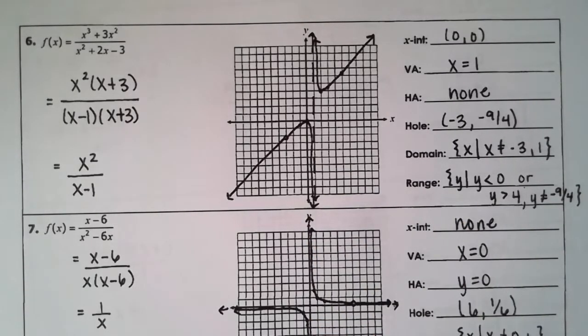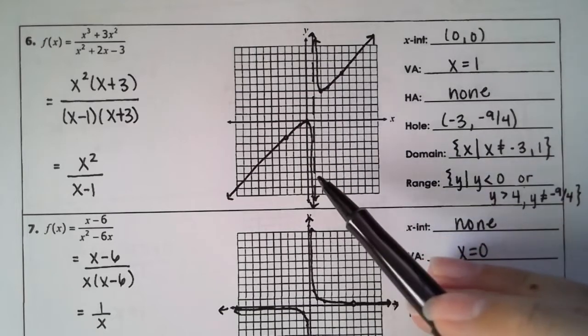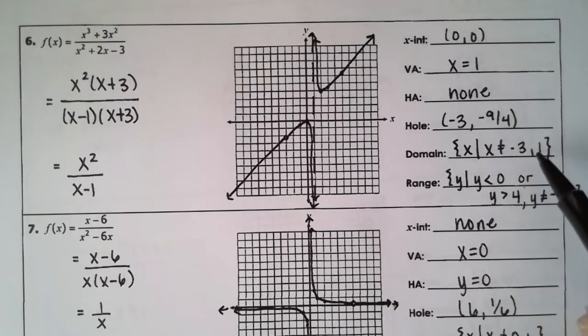Now, I can already list my domain. It's all x's such that x can't be where the hole is and where the vertical asymptote is. Those are negative 3 and 1.